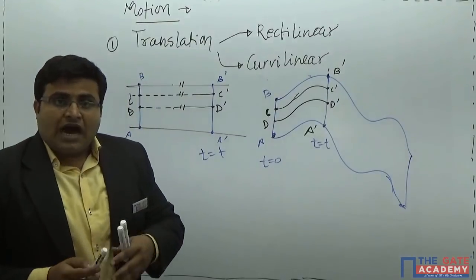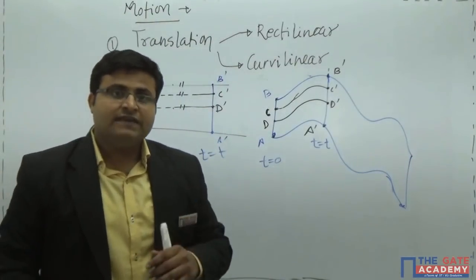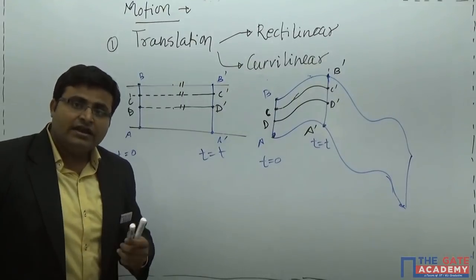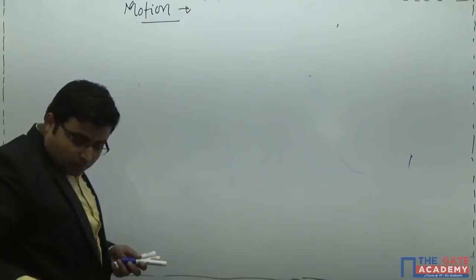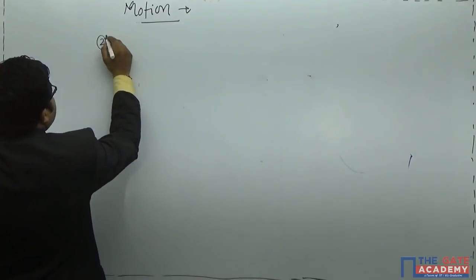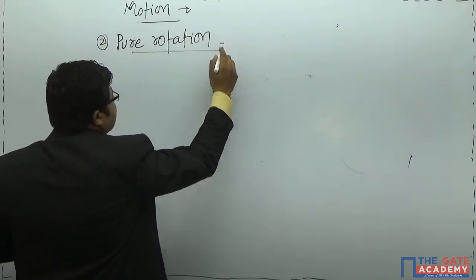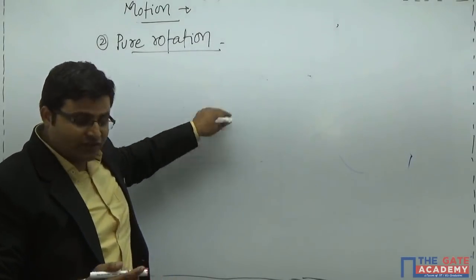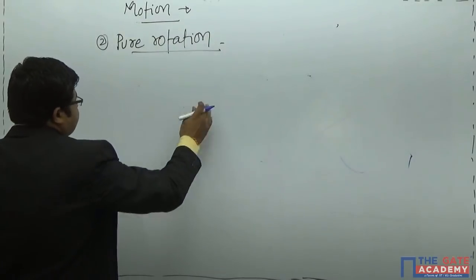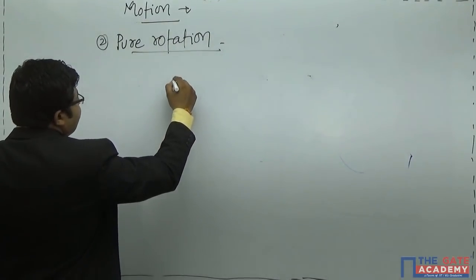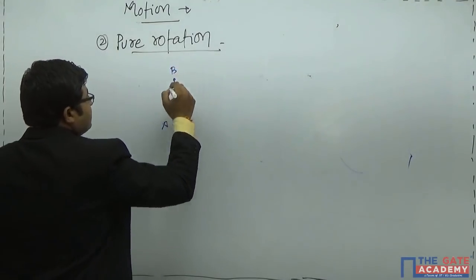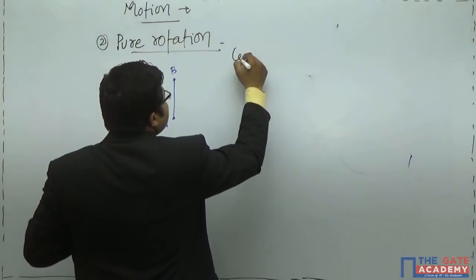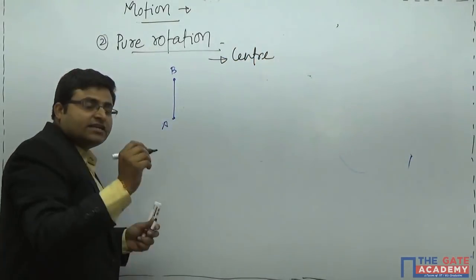Now, after translation, one important motion is rotation. So this one is pure translation, or translation. Next is rotation. The second motion is pure rotation, or only rotation. With this pure rotation, we can observe that any body, suppose that link A, B is there, it can rotate about any center. The center could be any point.